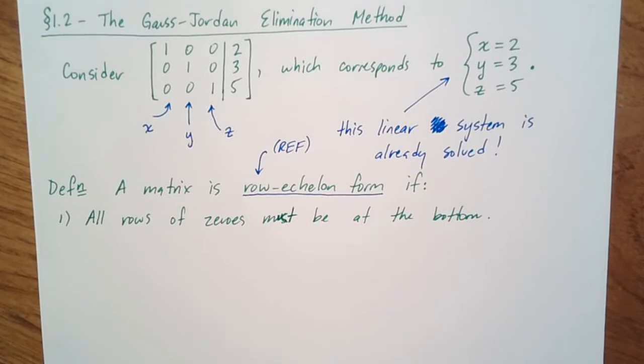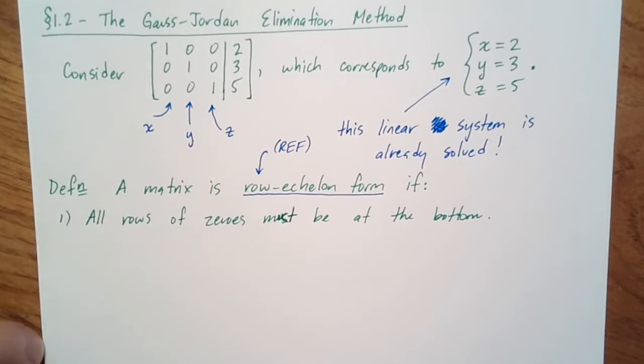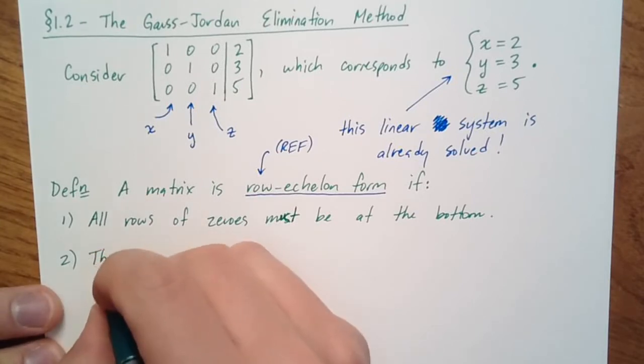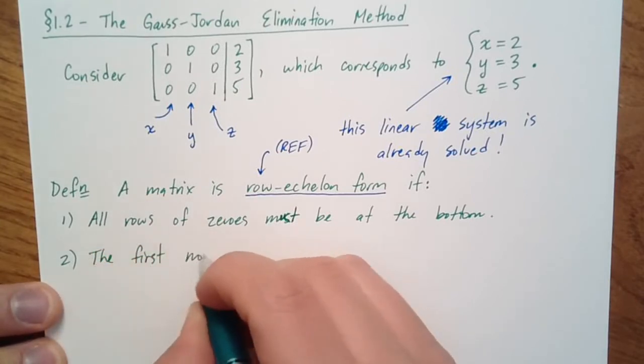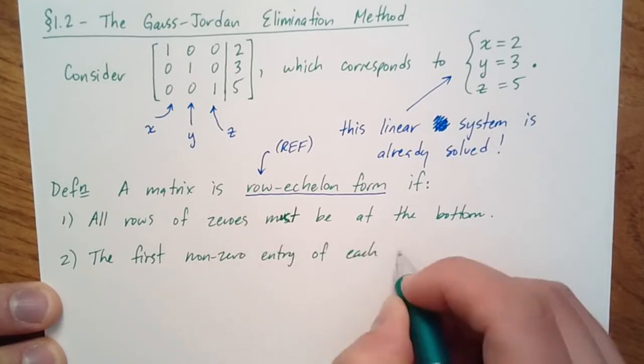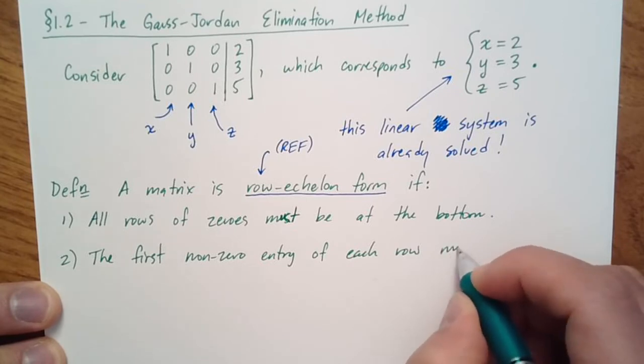And some matrices don't have any rows of zeros. If that's the case, then this first condition won't apply to them. The second condition says that the first non-zero entry in every row, among all the rows that do have a non-zero entry, must be a 1. That's what the second condition says. The first non-zero entry of each row must be 1.